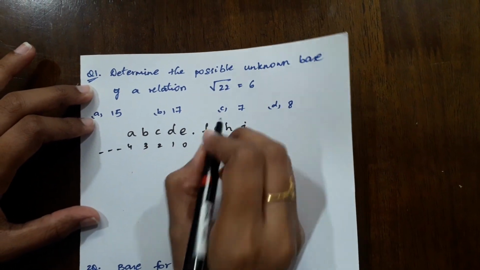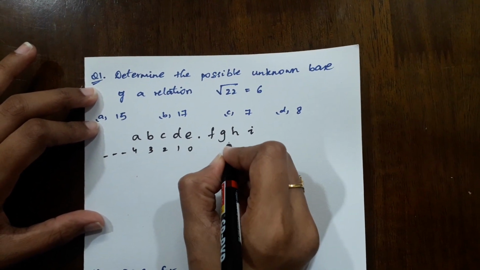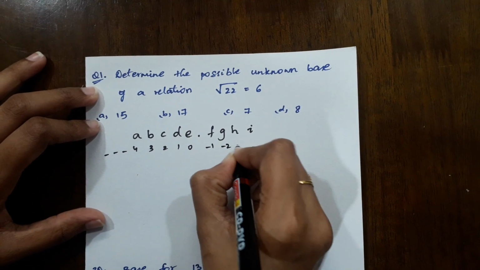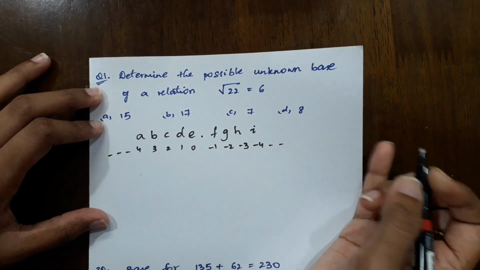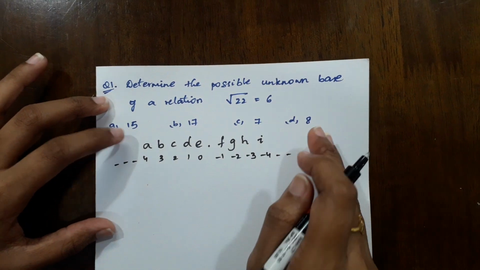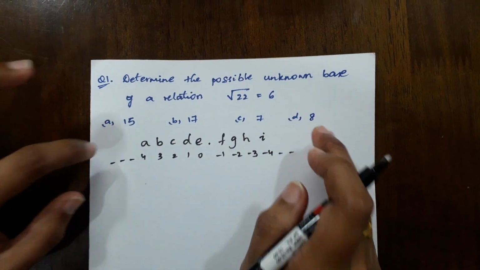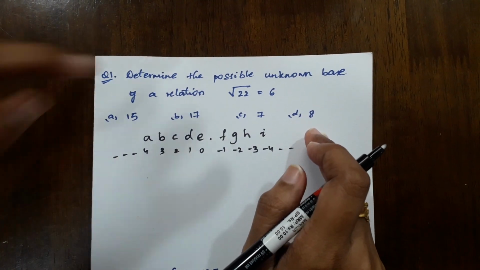And for the values after the decimal point, we will be multiplying them by the powers of minus 1, minus 2, minus 3, minus 4 and so on, if the value keeps on continuing. So this must be considered the most crucial one for all kinds of problems. Now getting back to the problem.